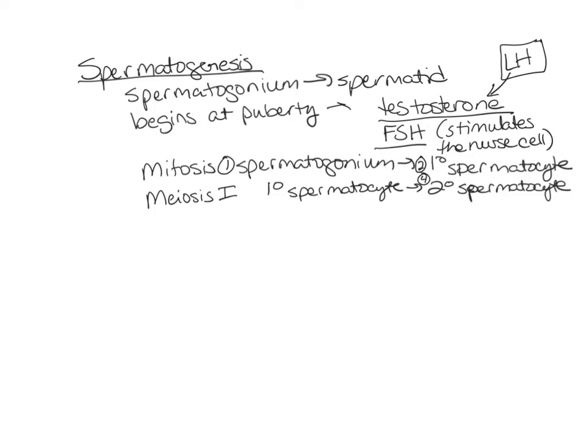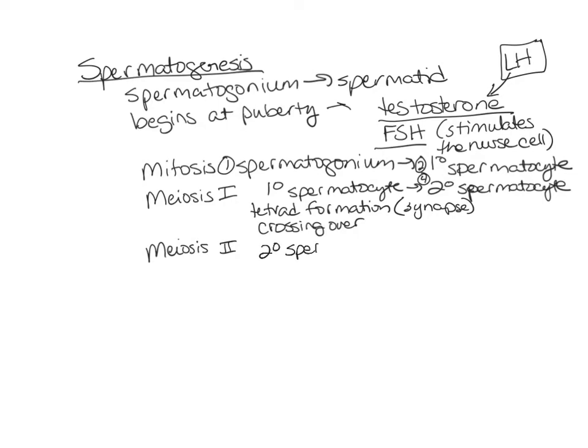Now during this phase of meiosis 1, this is when we had the tetrad formation through the process called synapsis. And in this process there was crossing over of genetic material, and that ensured that each of the final secondary spermatocytes would not be identical in DNA. Then there was meiosis 2. In meiosis 2, the secondary spermatocytes became spermatids.